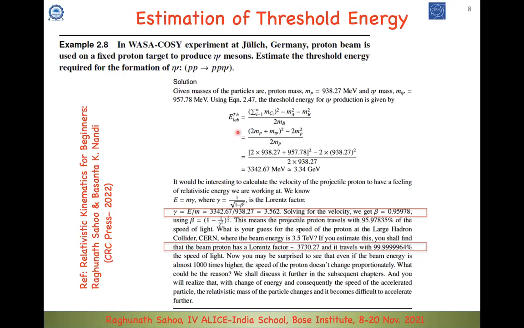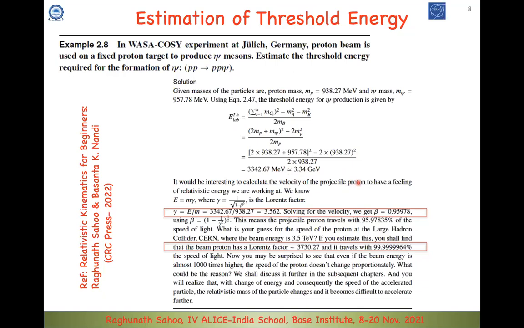So I made a theoretical calculation and confronted it with the experiment. It is correct that if my laboratory energy is 3.34 GeV, I could produce eta prime mesons in the Waja-Koji experiment. Perfectly fine. So I tried to draw some physical meaning out of this energy.